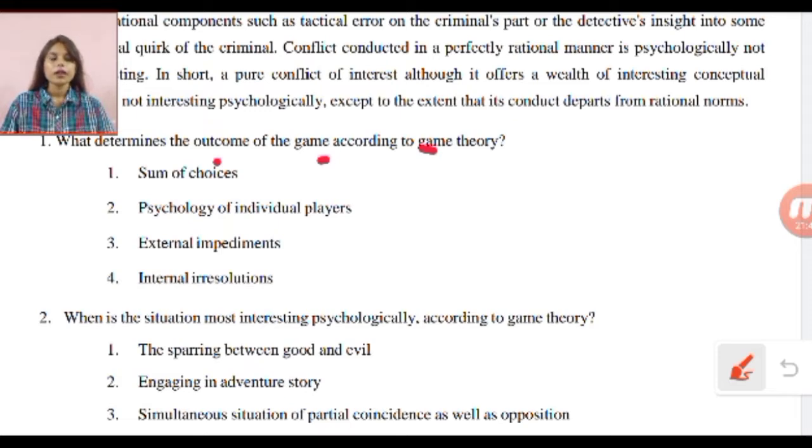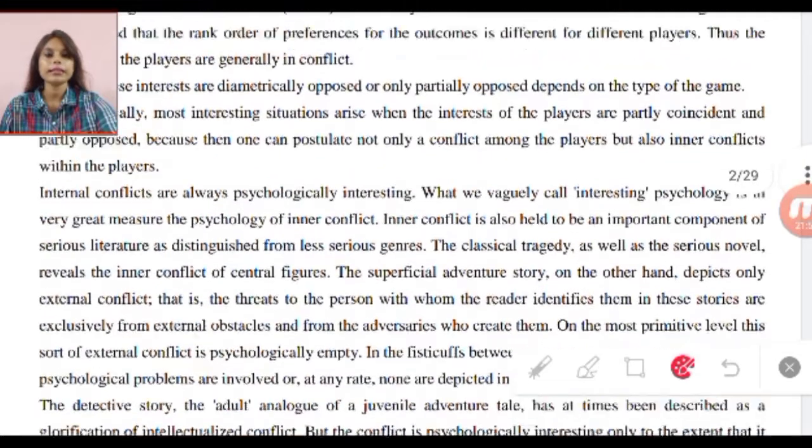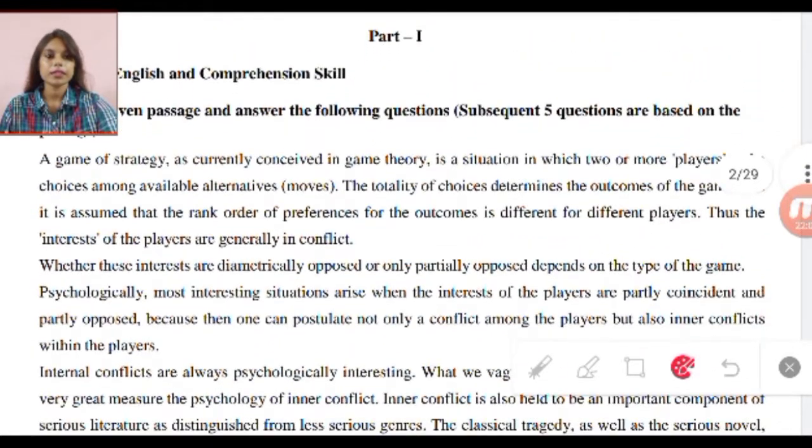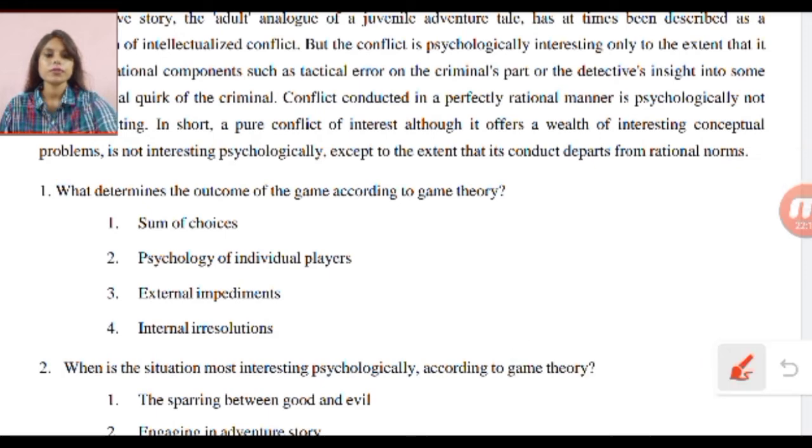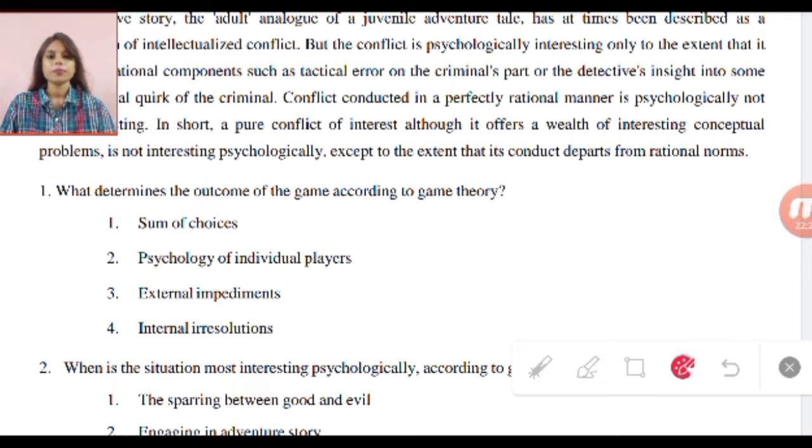Okay, so over here, they are talking about the sum of choices. We have read in the passage that it's actually from the sum of choices only that the players have got the outcome of their game. That is, you see here, we have got the totality of choices. So you have got the answer, that is number 1 would be the correct option. Sum of choices means the total of all the choices. That is, the psychology of individual players is actually determining the outcome of the game.